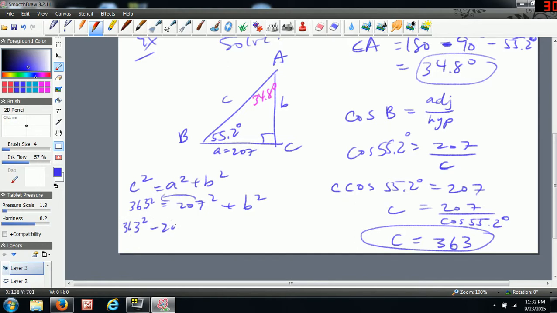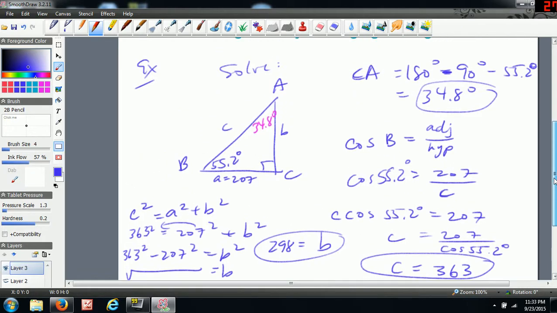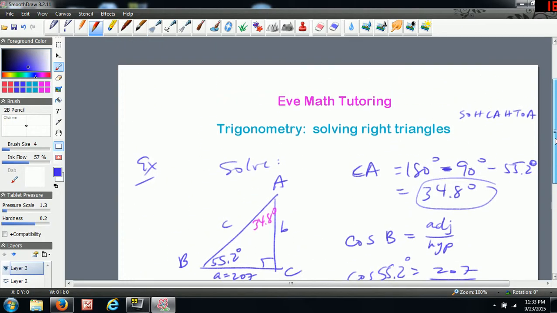363 squared minus 207 squared is equal to B squared. So B would be equal to the root of this number. And when we solved it, we would get 298 as our answer. So we could use that method, or we could alternatively use another trig function, trig ratio.